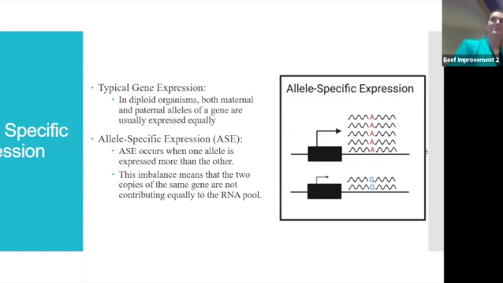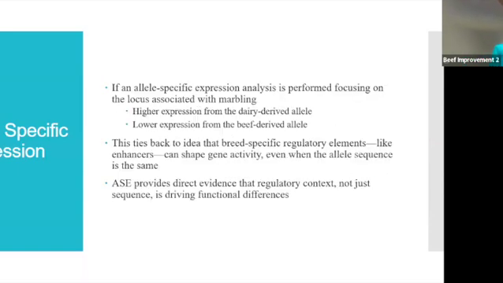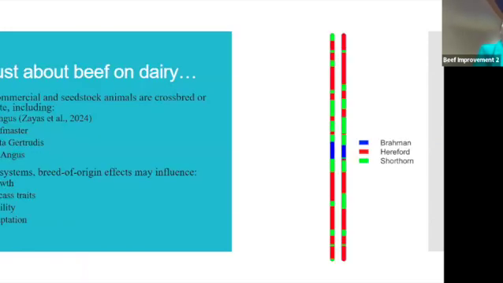I love gene expression and being able to integrate it into things, and so I would love to be able to do this on a larger population. Again, if allele-specific expression is focused on a locus with marbling, for example, potentially the beef allele is being expressed more than the dairy allele for some reason. We could actually scientifically confirm that by using gene expression. It really provides that direct evidence for understanding those functional differences.